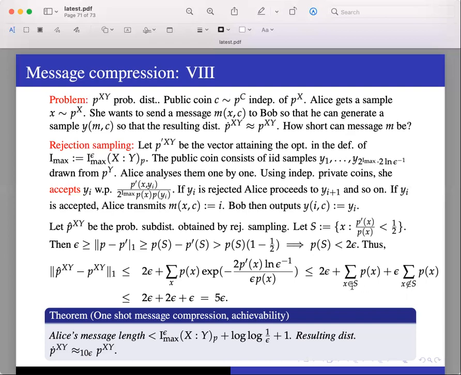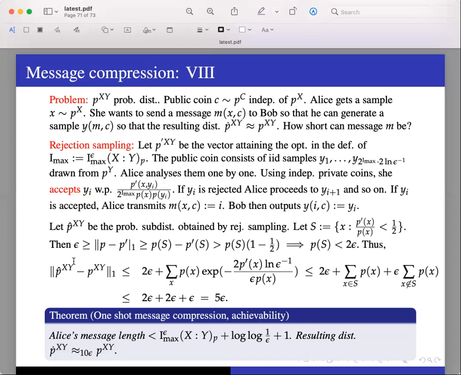Okay. And now I know that this is the probability of the set S under P. This is at most 2 epsilon. Whatever this is, it's at most 1. Okay, so upper bounding it by 1, I get this 5 epsilon. So what have I got? Alice's message length can be brought down to the log of the number of samples, so I max epsilon plus log 1 by epsilon plus 1.